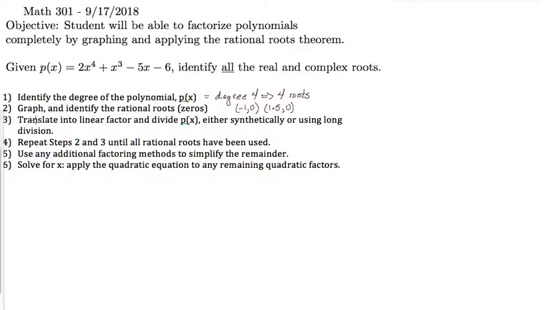Next step, we want to translate these zeros, okay? Translate these rational roots into linear factors. Okay, so let's go ahead and do that. So in a previous lesson we went through this expression. How do we rewrite this negative 1, 0 into a linear factor? Okay, how do we transform this into an expression that looks like this? ax plus b. Or it could be minus b, right?